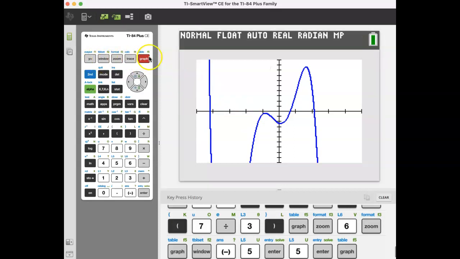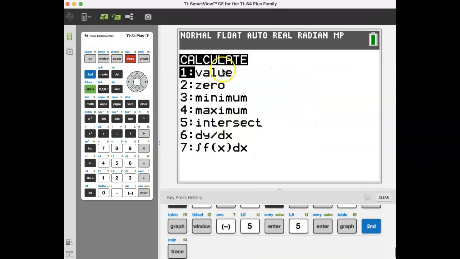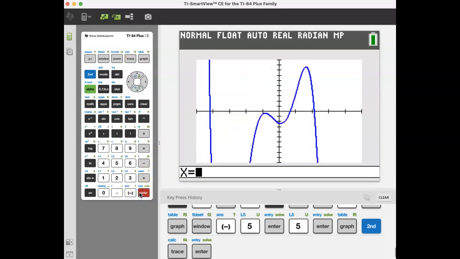In that top row to the left of Graph, there's a button that says Trace. Above that, for my calculator, it's in blue. Yours might be in yellow or green, depending on the version. But those are called your second function. So I'm going to hit Second Trace, and it gives me a whole bunch of characteristics that my calculator will calculate for me. For the y-intercept, you want to choose number 1. So I'm going to hit Enter.